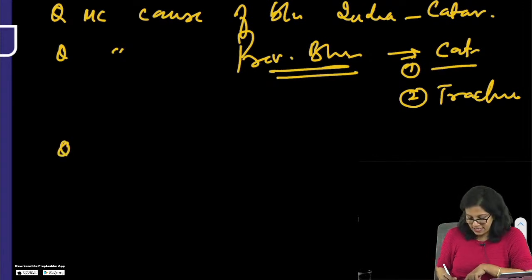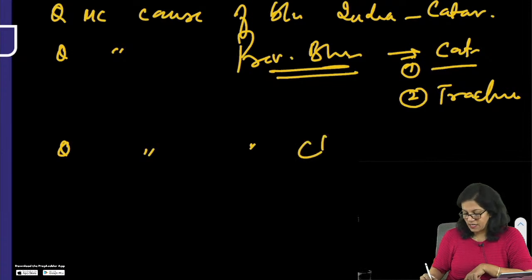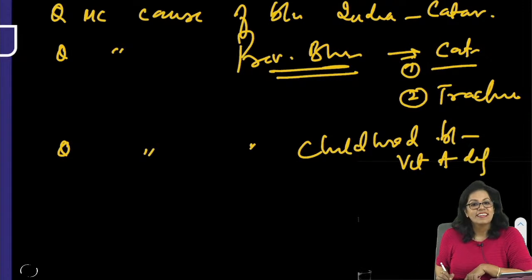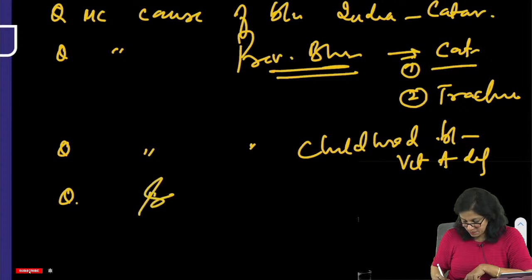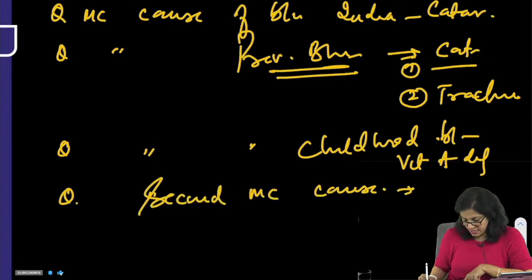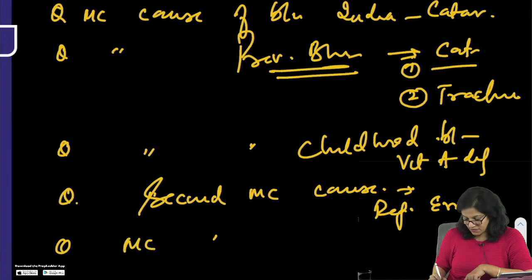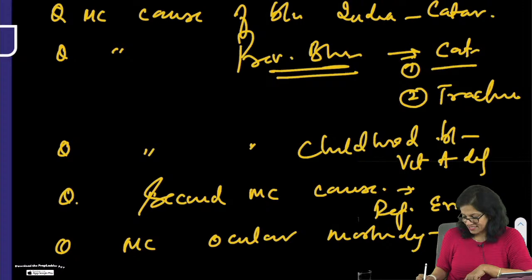Okay, tell me this one next. What is the most common cause of childhood blindness in India? Childhood blindness, we will answer vitamin A deficiency. Then what is the second most common cause of blindness? This time they have asked you this in NEET PG as well. You will answer refractive errors. Then what is the most common cause of ocular morbidity in India? Again you will answer refractive errors.